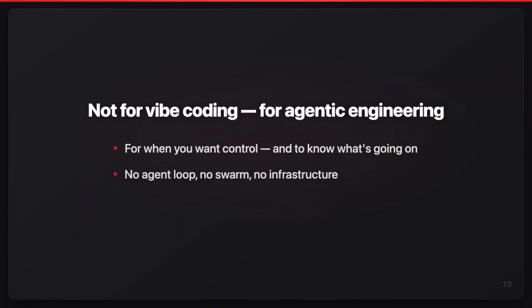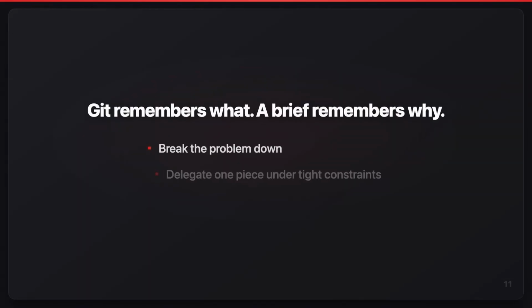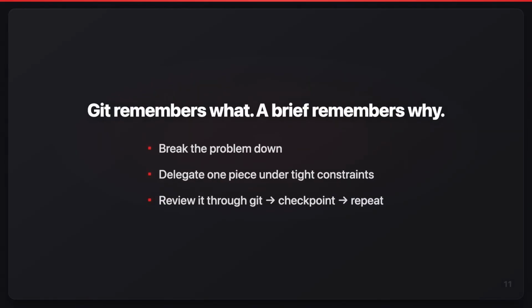And to be clear, this isn't for vibe coding. It's for agentic engineering, for when you want more control and to know exactly what's going on. No agent loop, no swarm, just plain markdown and 1 small script. You're still driving. So don't give your AI a bigger memory. Give it a better organized one.